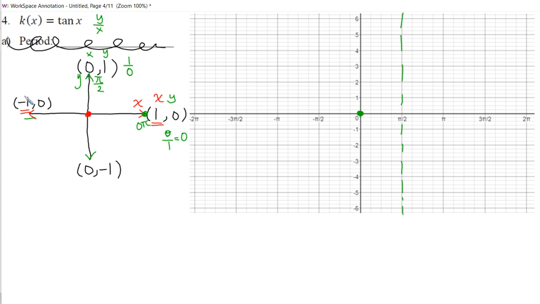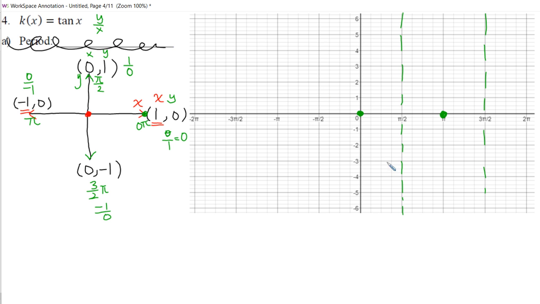Likewise, this is our pi. At pi, if I do y over x, it's 0 over negative 1. That's 0. So that's where we plot it. And this is my 3 over 2 pi. And right here, if I do y over x, that's negative 1 over 0, which is 0 is on the bottom, so it's undefined.